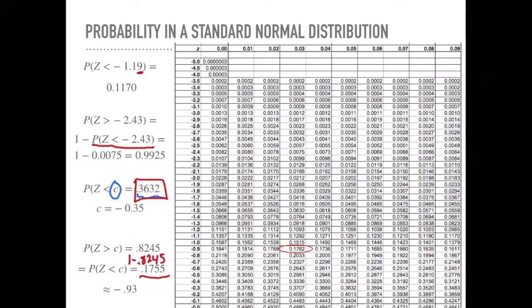Here, we've only been looking at things that have negative z-values. We'll see things with positive z-values as we continue on this chapter, but I wanted to just stick with using the same distribution table page as we worked through so far.